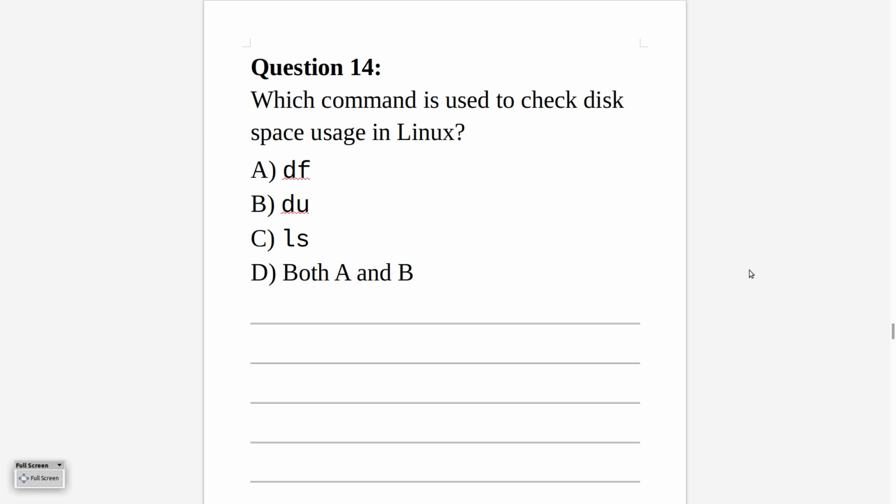Indeed. Question 14. Which command is used to check disk space usage in Linux? Is it df, du, ls, or both A and B? Ooh, interesting. Well, I know it's not ls. And normally, to check disk usage, I would use df, disk free.